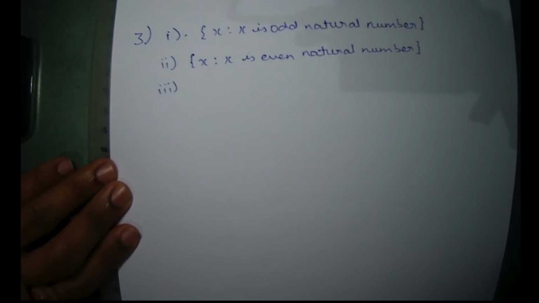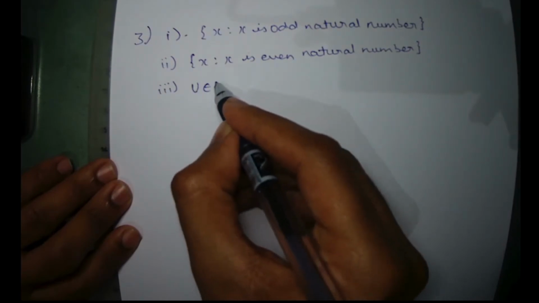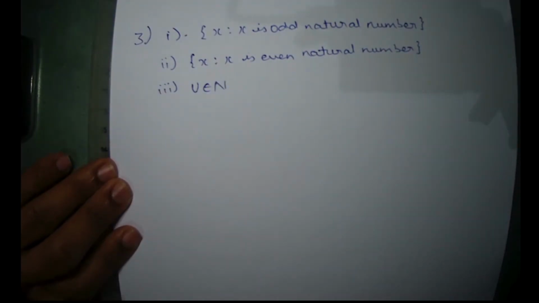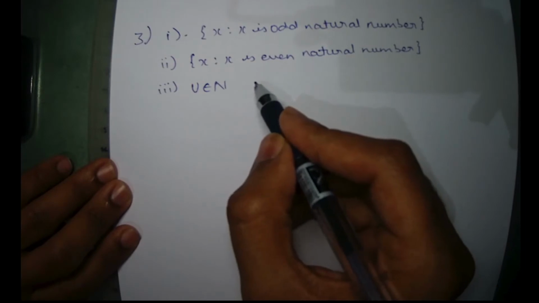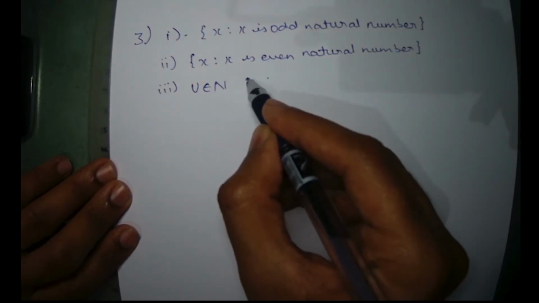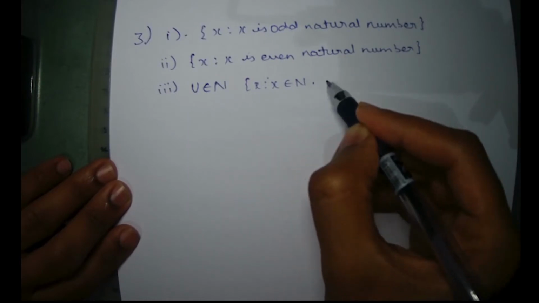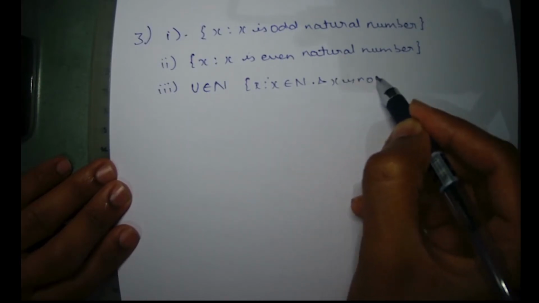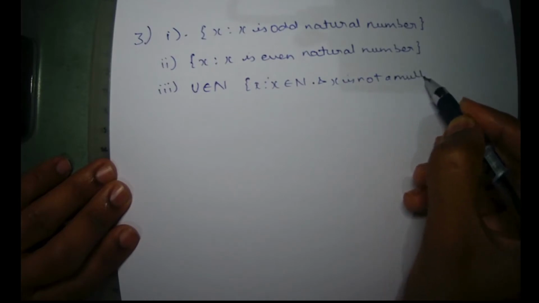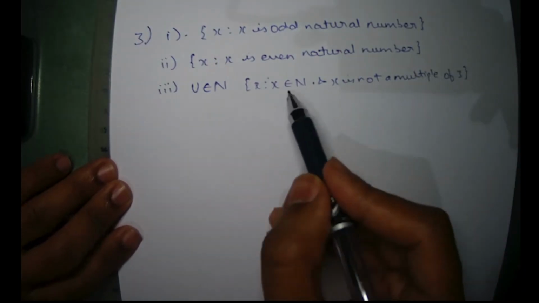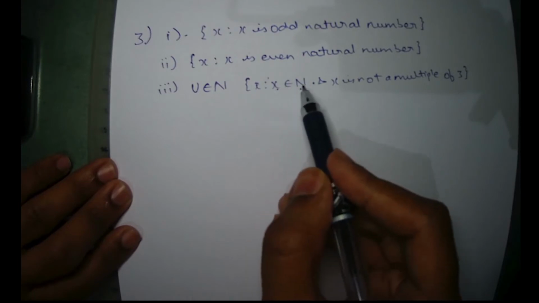So third we have X is a positive multiple of 3. So then complement of positive multiples is negative multiples, but we saw that U belongs to natural numbers, and in natural numbers we don't have any negative terms. X cannot be, so we can write that X belongs to N, and X is not a multiple of 3. X is not a multiple of 3 only when X is part of the natural numbers.